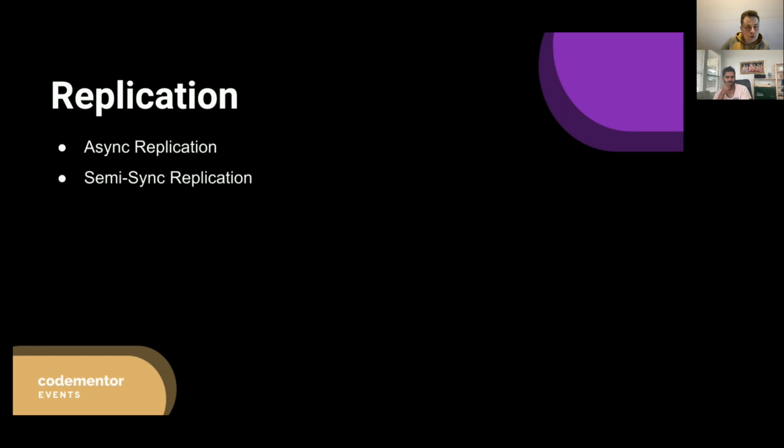The second option that MySQL supports is async replication and semi-sync replication. Async replication is when the MySQL master writes some events to the binlog, and then it's allowed for the master to say to its client that everything is done, it's okay, the transaction is complete, and everyone is happy.